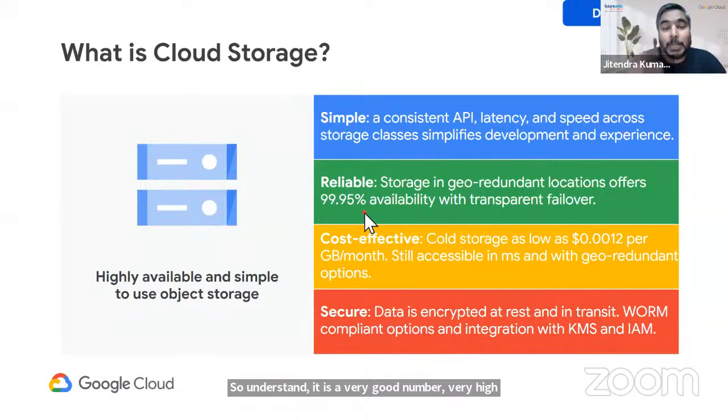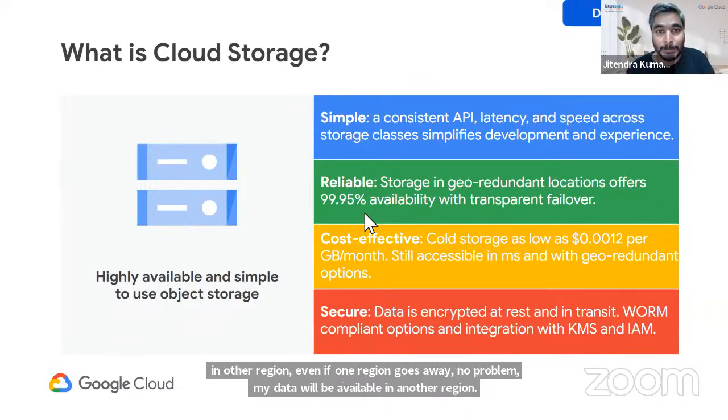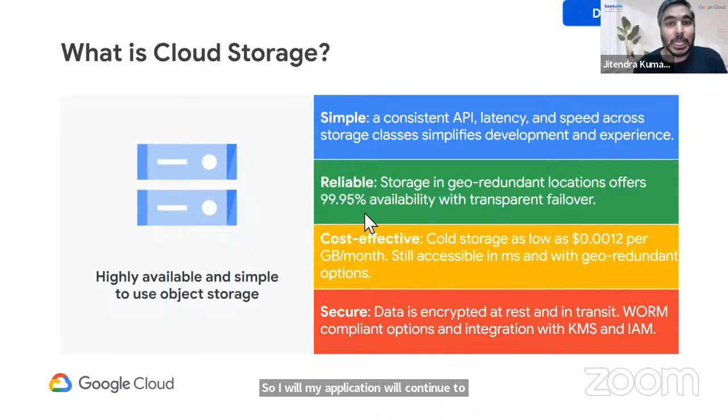So understand, it is a very good number, very high number, and that definitely helps us a lot, right? Because it is a multi-regional bucket, even if one region goes away, no problem, my data will be available in another region. So my application will continue to access my data from the other region, right? So making those technical decisions will help you to improve these availability aspects, right? And this is coming from Google Cloud Storage bucket.